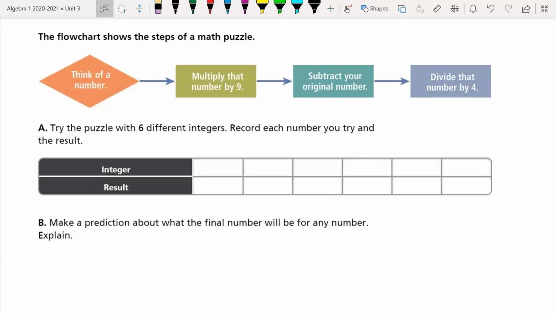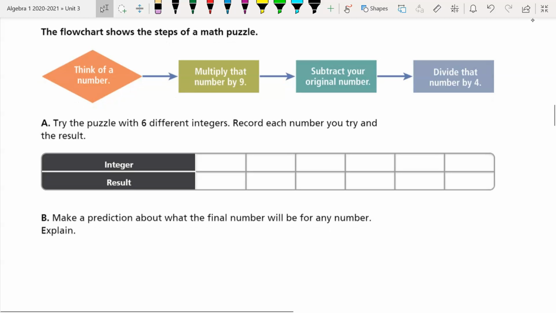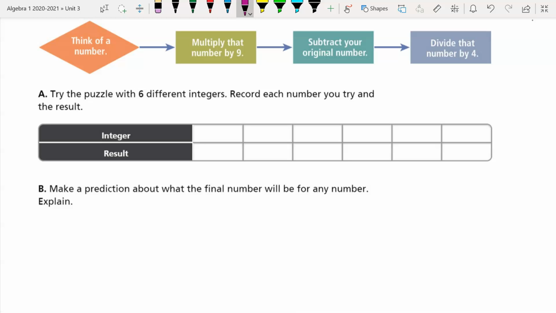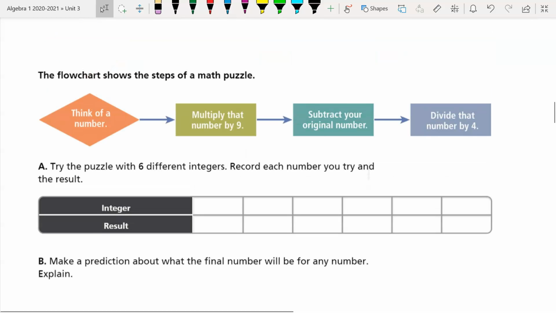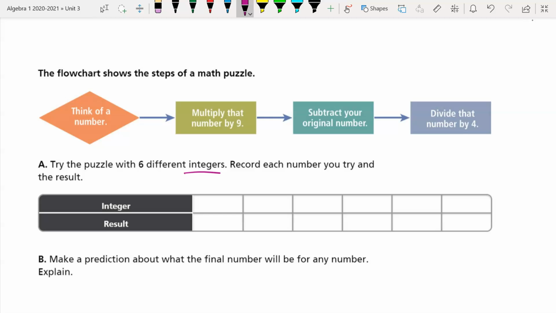The flowchart shows the steps of a math puzzle. Try the puzzle with 6 different integers. Record each number you try and the results. Remember, integers don't have decimals, but they could be a negative or a positive number. So as an example, let's plug in -2.